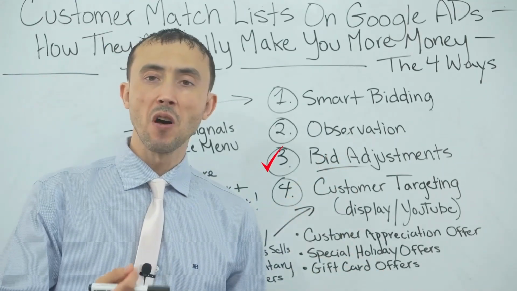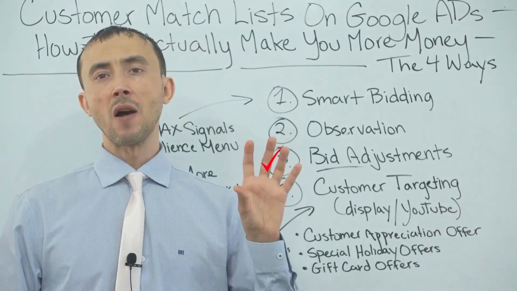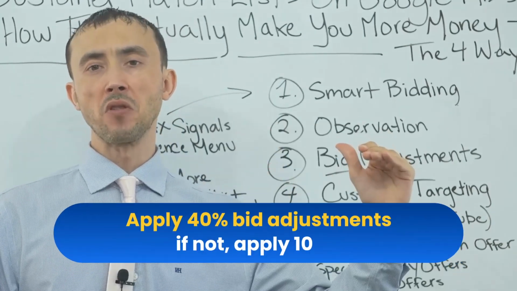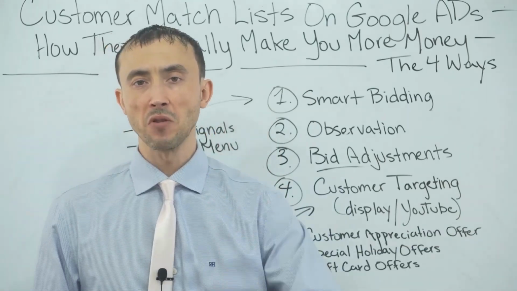For me, by default, any customer that's bought from us before on our search campaigns, I'm going to right away at least apply a 40% bid adjustment, if not 100%. And I would recommend you do that, by the way, even if you have smart bidding.